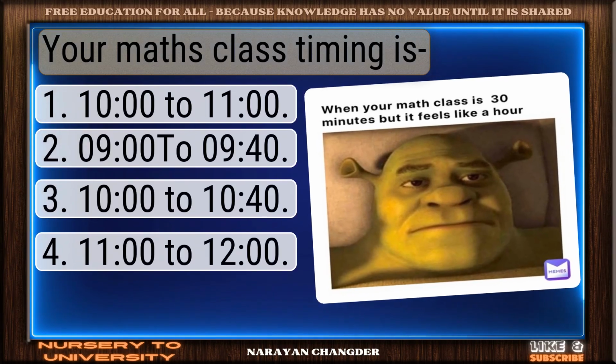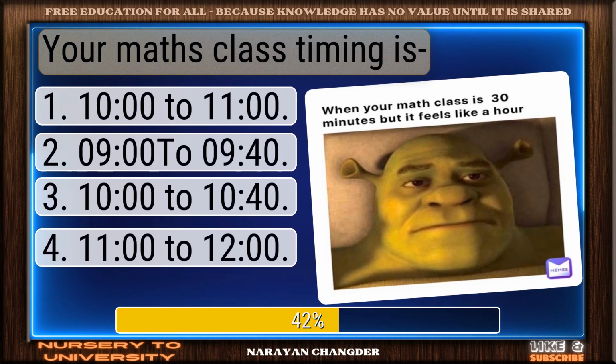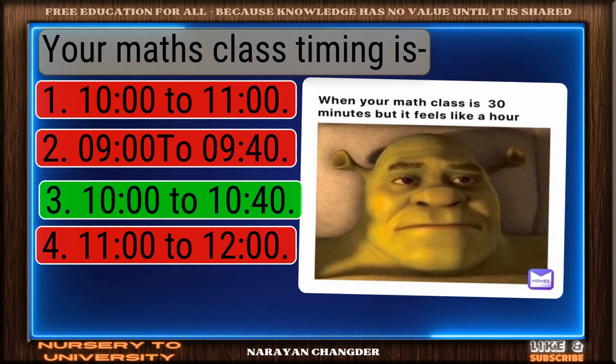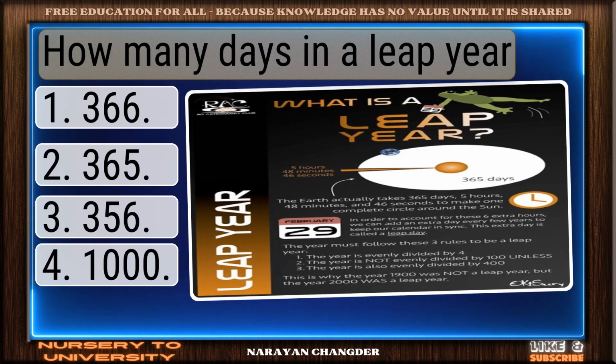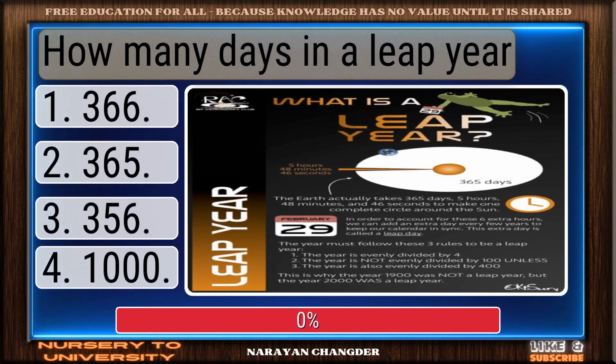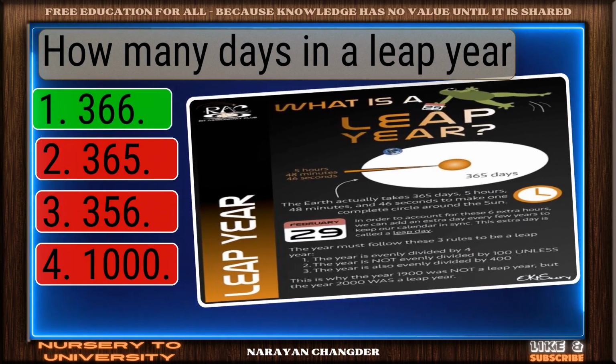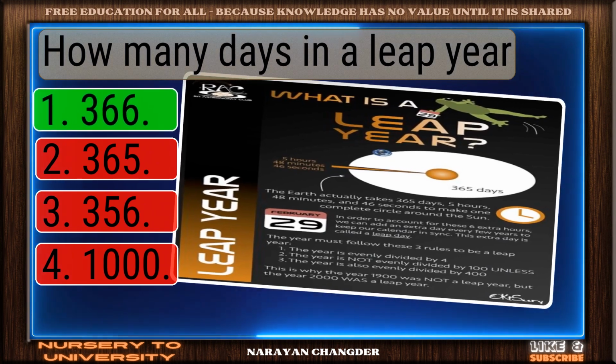Your maths class timing is, well picked, 10 to 10:40. That is the correct answer. How many days in a leap year? Great job. 366 is the accurate answer.